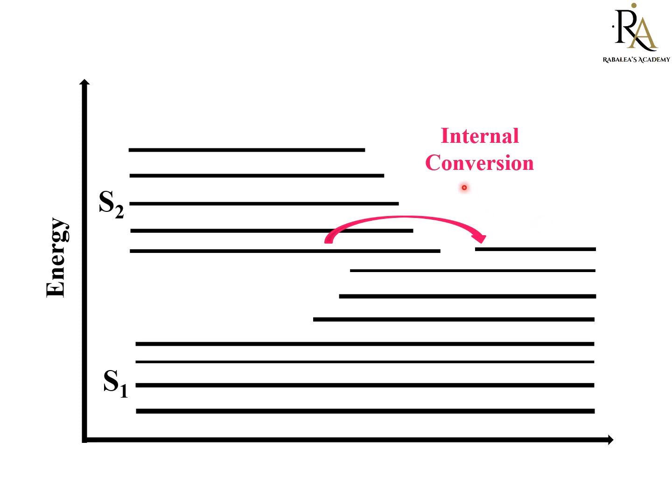Second is internal conversion, which is also a non-radiative relaxation where molecules move from a higher singlet excited state to a lower singlet excited state. This is because some vibrational levels of both excited states overlap due to comparable energies. So the molecule can easily move between them without radiating energy.